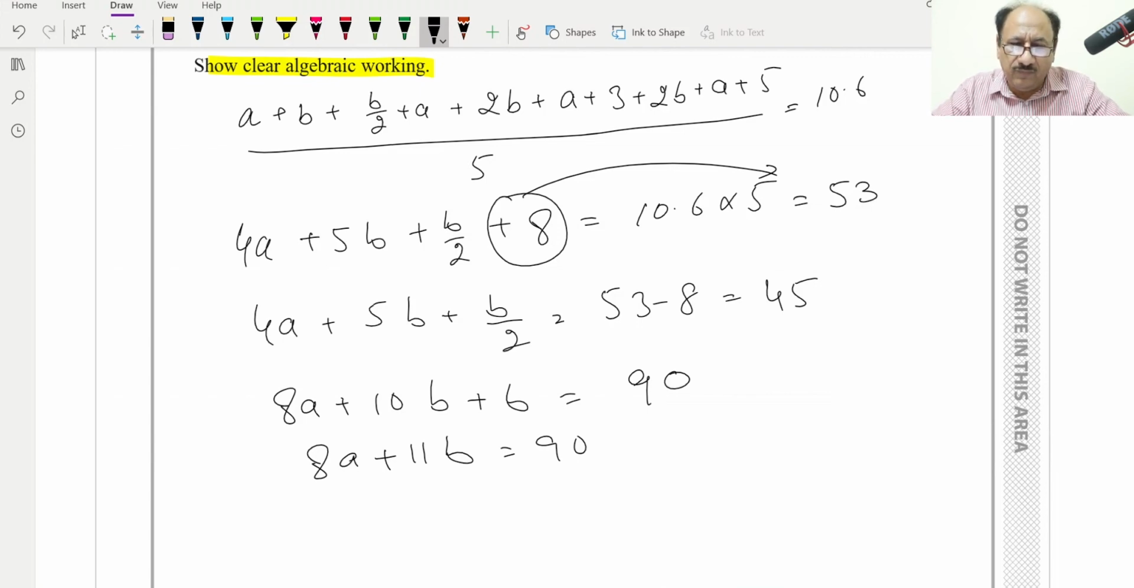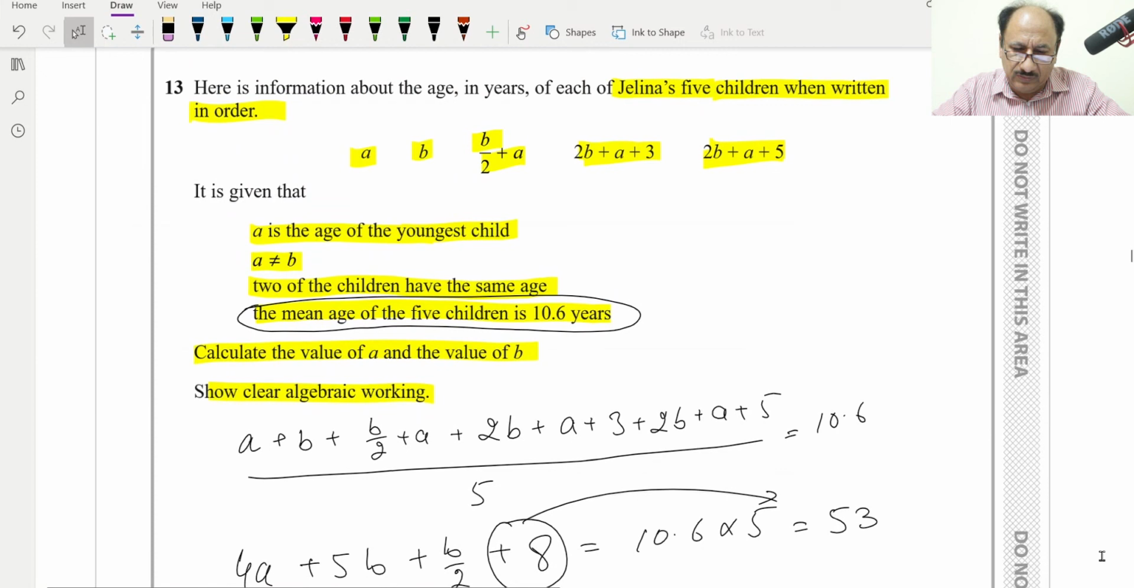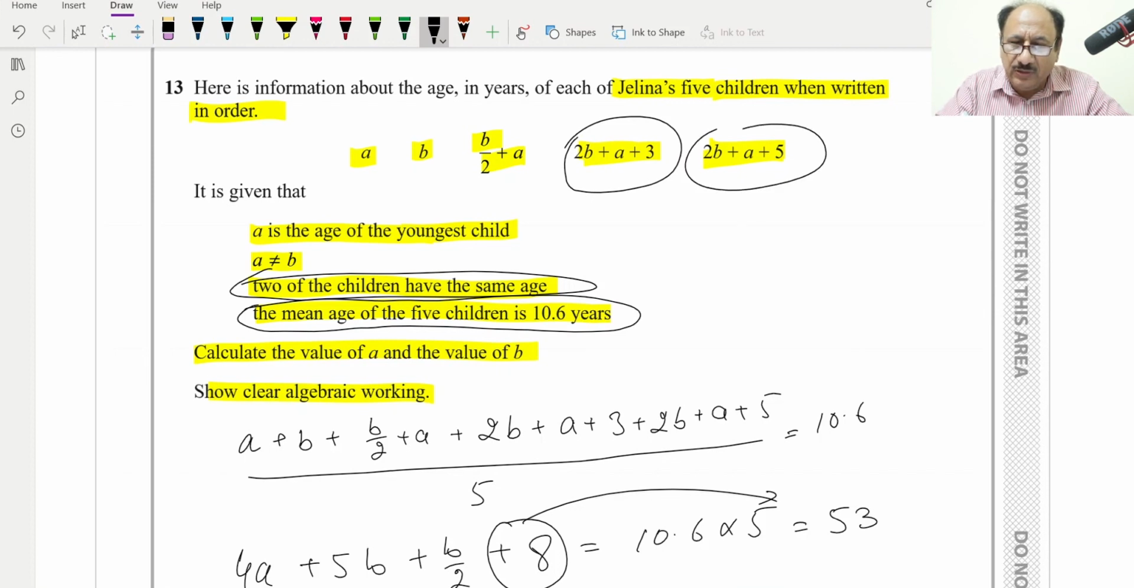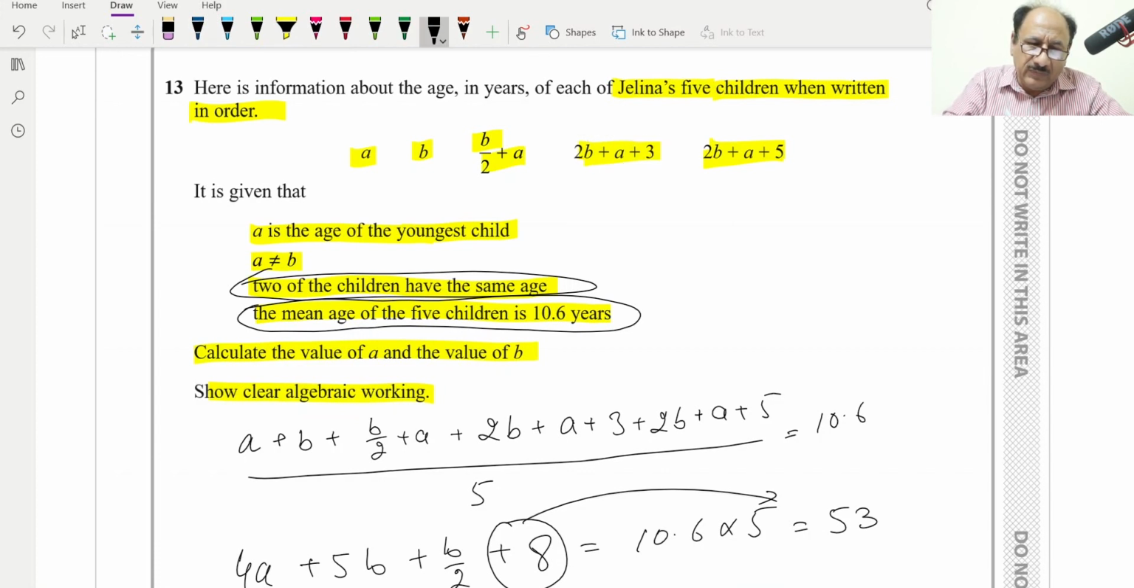Now they have given another statement that two of the children have the same age. This cannot be of the same value, because this is 2B plus A, 2B plus A, this is 2B plus A, this plus 3 plus 5. So these two cannot be equal. So we are ignoring this one. These two, it is given they are not equal. So we'll take these two as not these two, this one and this one we will take as equal.